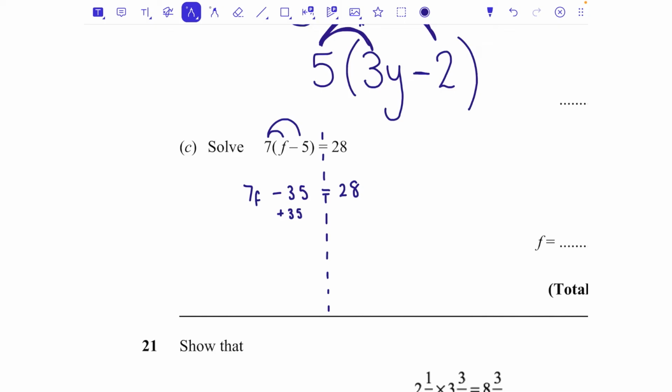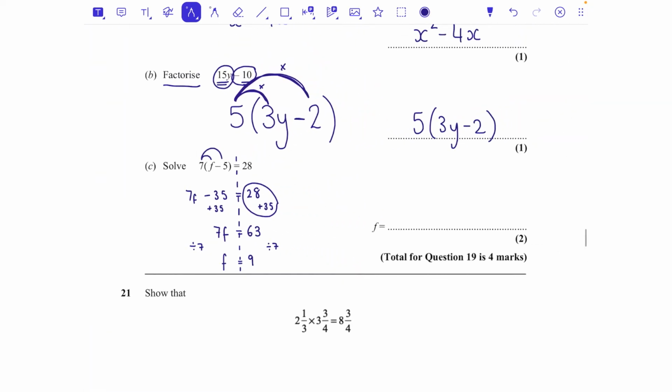If I add 35 on the left to get rid of minus 35, I've also got to add 35 on the right, and that gives me 63. So I've now got 7f equals 63. If 7 lots of f, remember this is multiplying, 7 times f is 63, I can divide this side by 7 to just find out what f is, and also divide this side by 7, and that is 9. So f is 9 is your answer to that one.